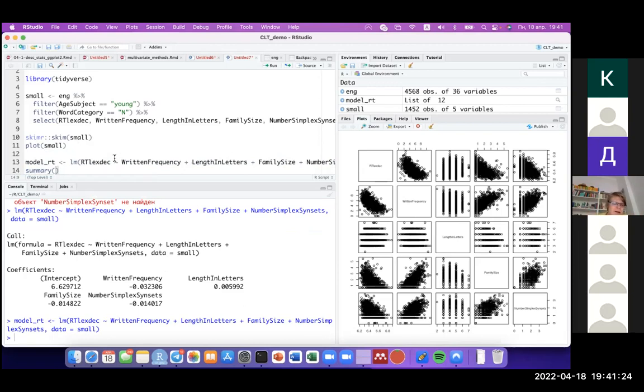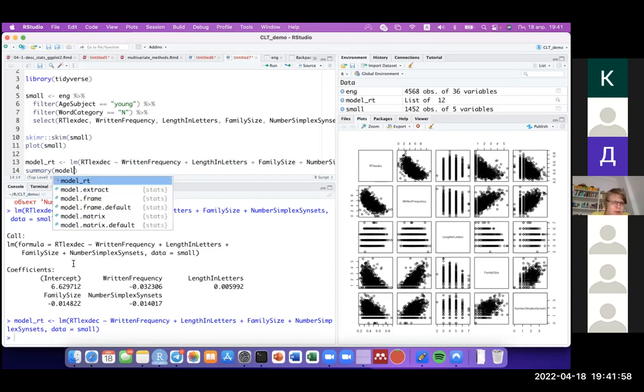So if you just print it as a result, it just gives you these coefficients. And that's not what you are interested in. You are interested in R squared, significance for each specific coefficient, and so on. To get this more advanced information, you need to use the function summary on this object that you created.